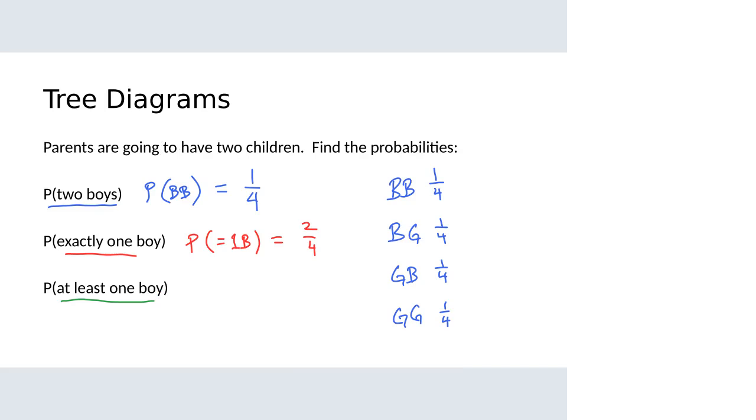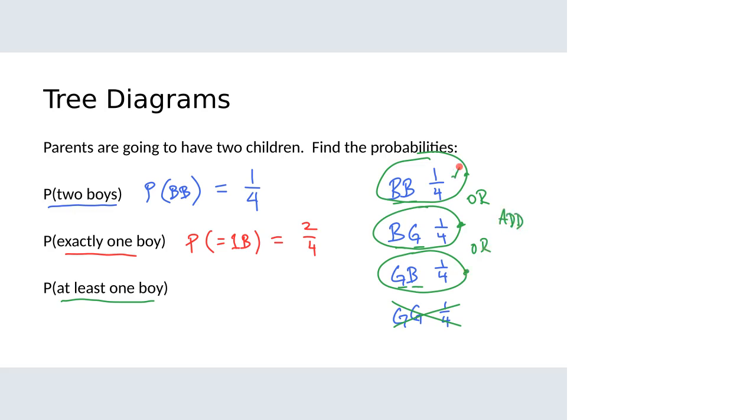I want the probability of at least one boy. Well, at least one boy means one or more. So let's see. Boy, boy. Yeah, that has at least one boy. Boy, girl. Yep. Girl, boy. Yeah, there's a boy in there. Girl, girl. No, that's no good for this one. So the probability of at least one boy, I could get at least one boy this way, or this way, or this way. So I need to add those all together. 1/4 plus 1/4 plus 1/4. The probability of getting at least one boy is 3/4.